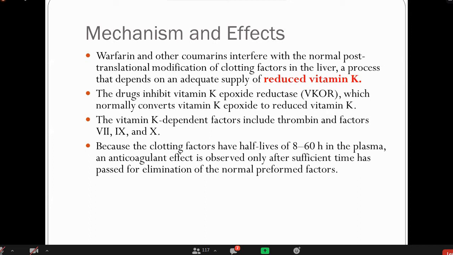Why is heparin's activity rapid? Because it inhibits the activity of preformed clotting factors. But warfarin basically inhibits the synthesis of clotting factors. When you start therapy with warfarin, it will inhibit the further synthesis of clotting factors. But the clotting factors which are already synthesized will produce their activity until they are eliminated and excreted from the body. So that is why it takes time to produce its activity.